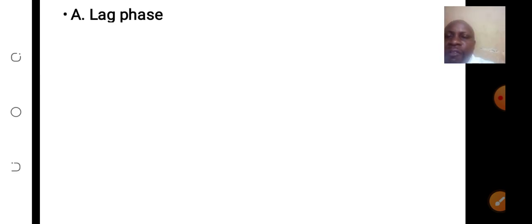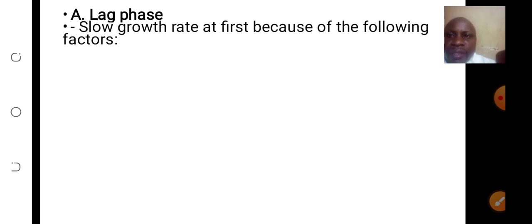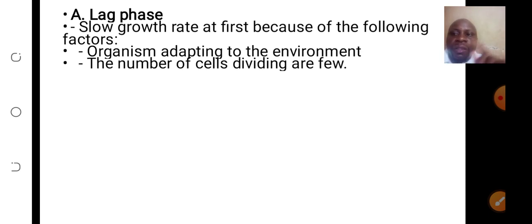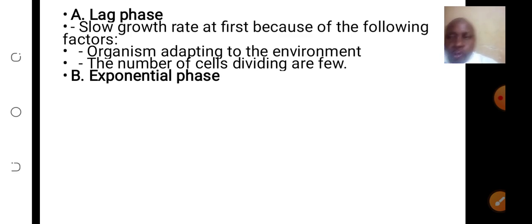So I've said that we have the following phases. 1, a lag phase. Here I've said there is slow growth rate. And this is because of the following factors. First, organisms are adapting to the environment. Number 2, the number of cells dividing are few. But if you're dealing with organisms, you will say that the number of organisms are still few. Okay. Number 2, or phase B, we have exponential phase.